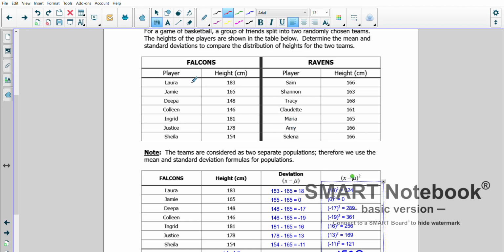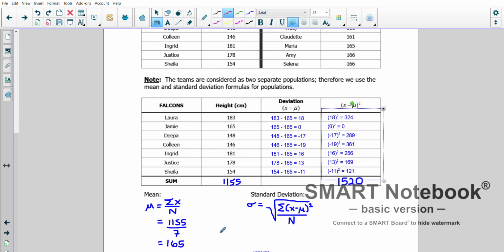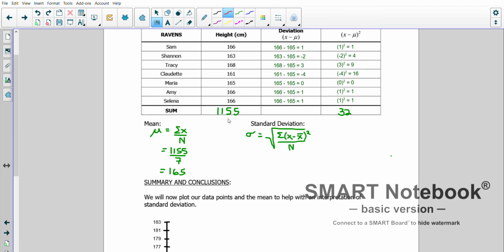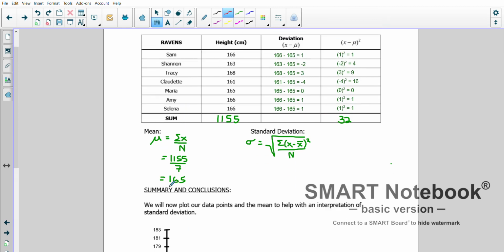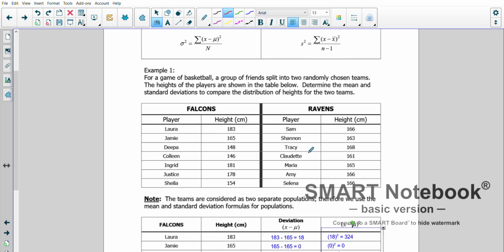So if you notice here, we've divided the team in terms of heights. Now I've gone ahead and done this already. I've calculated the average height of the Falcons team. The average height of the Falcons team is 165 centimeters. On the next page, I've already calculated the average height of the Ravens team, and they are also 165 centimeters. So these teams have been split up so they have the same average height.